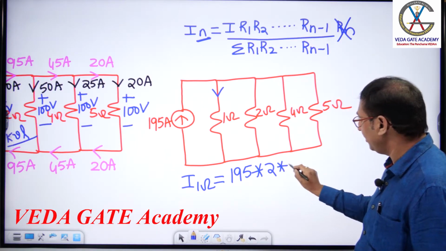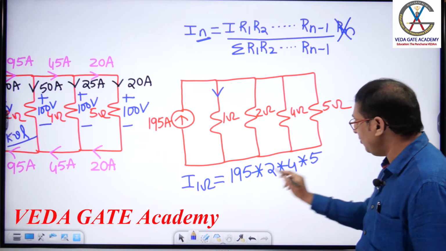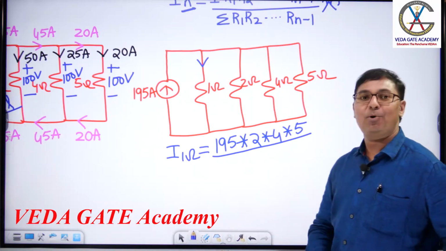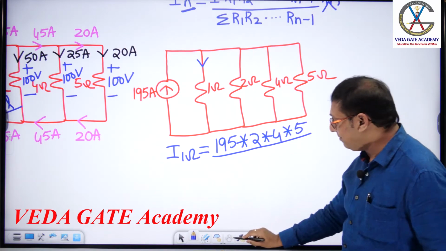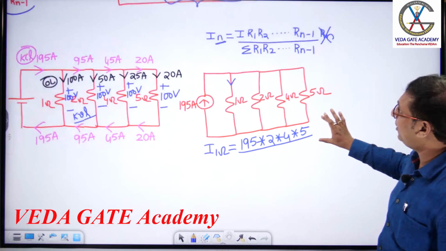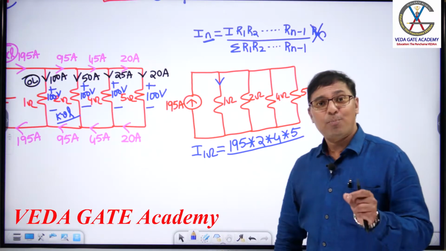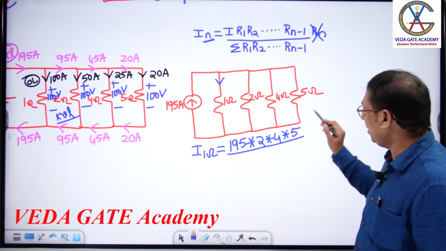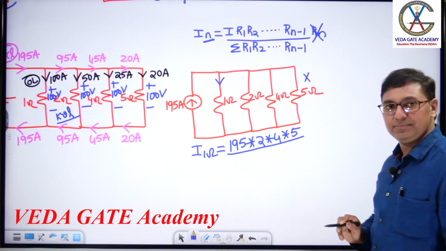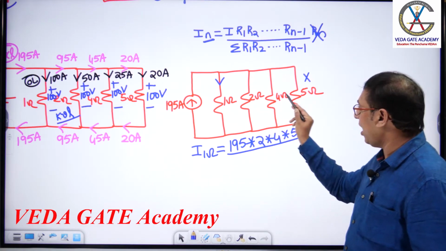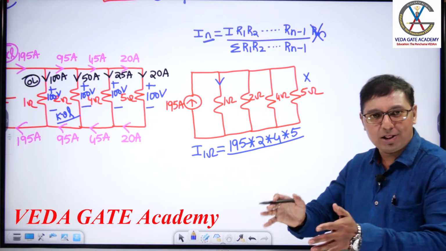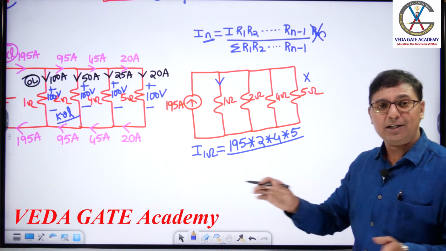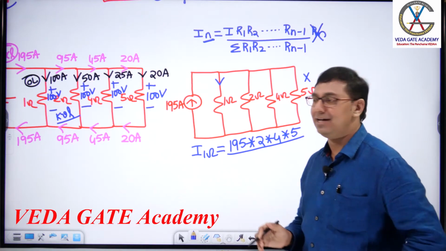2 into 4 into 5, divided by, how do you write the denominator, sir? Writing the denominator is important here. What is the English statement you gave earlier? Sum of product of Rn minus 1 resistors. Now I am modifying it like this. Remove one resistor, do the product of other resistors, add all the combinations.